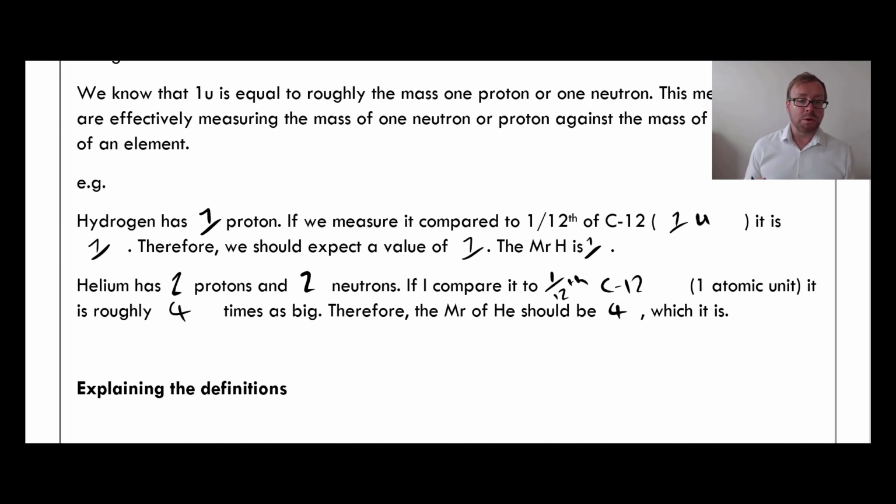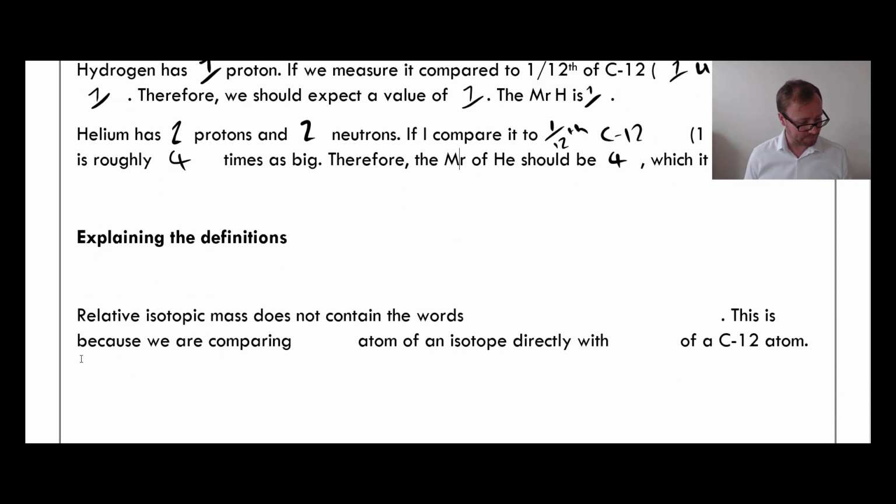So that's what we mean when we're comparing it to 1/12 of carbon 12. We're comparing it to 1/12, not the whole of carbon 12. And that's where we get these MRs from on the periodic table. Right, so explaining the definitions. This is a bit wordy, but the example on the next page, the calculation, should make it make a bit more sense.